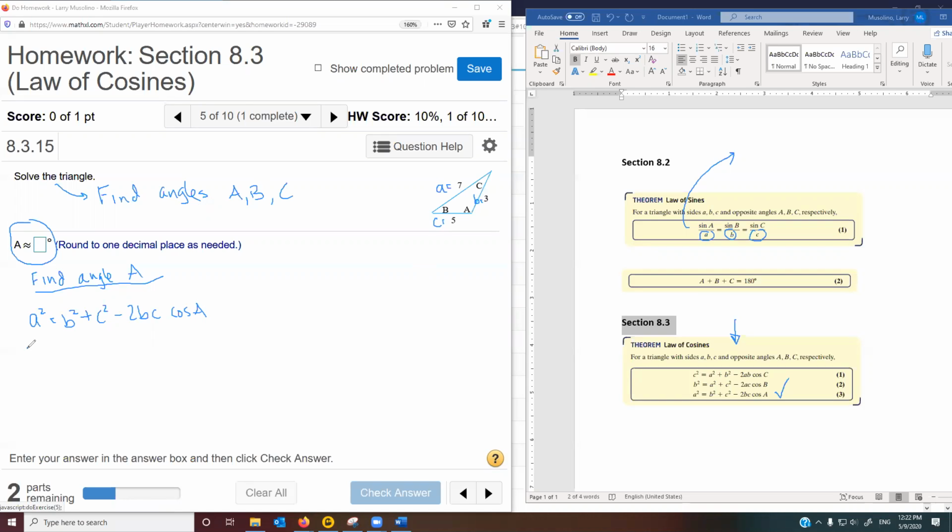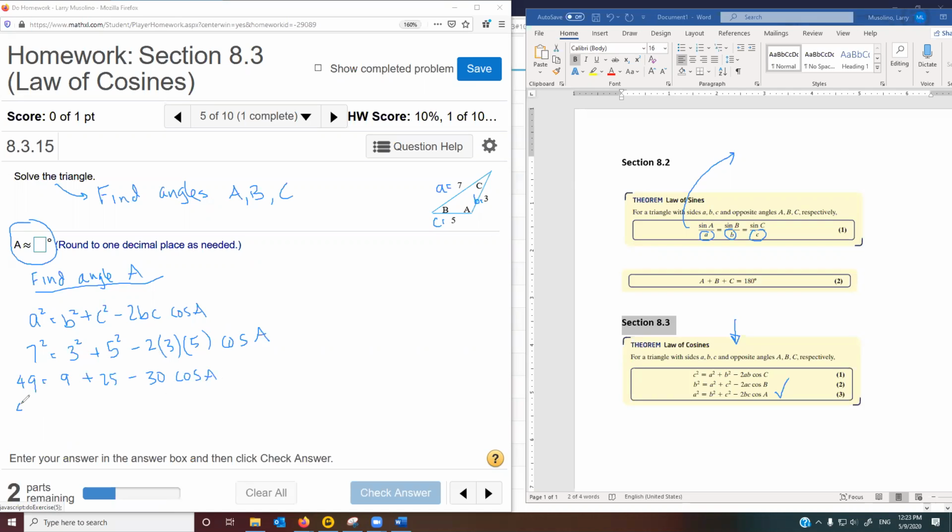Side A is 7, so this is 7 squared. Side B is 3, side C is 5. So this is going to be minus 2 times 3 times 5 cosine A. Got to be a little careful solving this because I know I got to follow order of operations here. So let me work this out. That's going to be 3 squared is 9, 5 squared is 25. This is 30 cosine A.